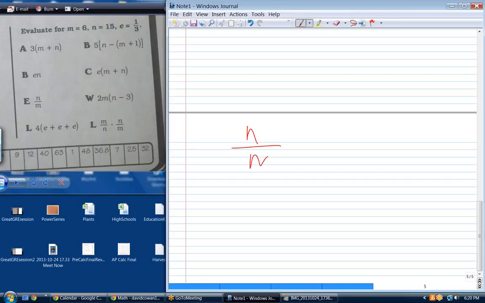All right. So what is N over M? It'd be some number divided by 15. 15 divided by what? 6. 15 divided by 6. Can I reduce that? No. Well, I can't divide 6 into 15. It's true. But there is a number that will divide into both of these. And if that's true, I can reduce it. What number divides into 6 and also 15?